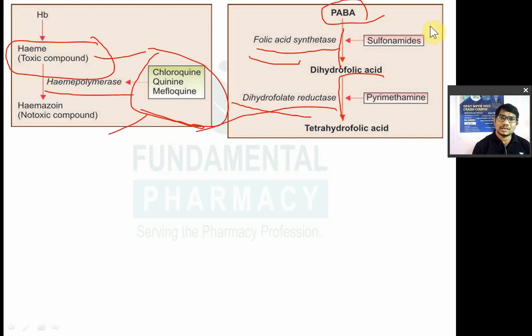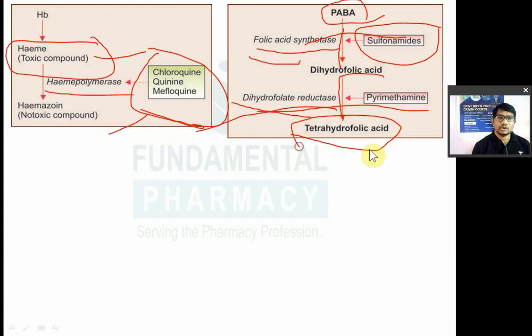Now sulfonamides will block the conversion of PABA to dihydrofolic acid. So sulfonamides inhibit the enzyme folic acid synthase, and pyrimethamine inhibits dihydrofolate reductase. So there is a sequential block of synthesis of folic acid in the parasite that leads to their death, because tetrahydrofolic acid is a very important component required for one carbon atom transfer reactions in the parasite.